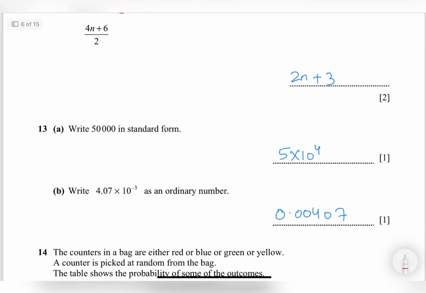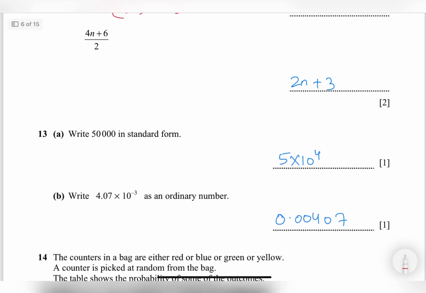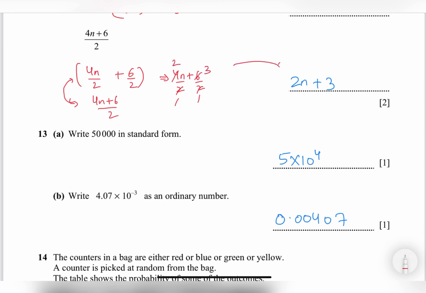Now, we have to find the value of this one: 4n plus 6 upon 2. So what we can do is take them separately: 4n upon 2 plus 6 upon 2. Yes or no? Think about it. If I've given you this one, what will be your answer? Your answer would be 4n plus 6 whole upon 2. So can we write it separately as well? Yes, sir, I can. So it will give us 4n upon 2 plus 6 upon 2. 2 ones are 2, 2 twos are 4. 2 ones are 2, 2 threes are 6. So it will give us 2n plus 3.